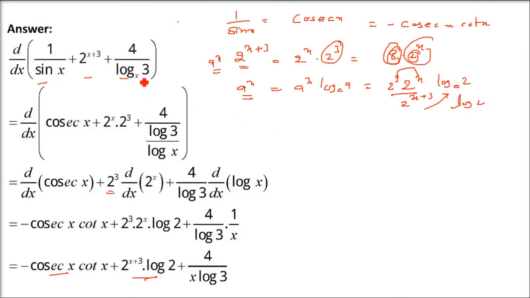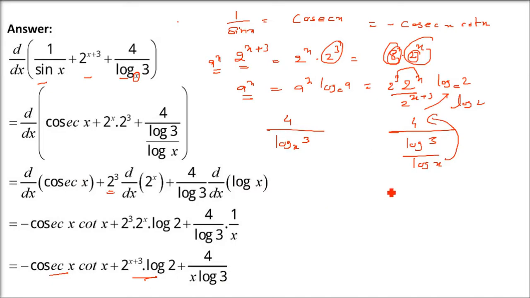Now third one. Now log base x 3. It is in the denominator. 4 by log base x and 3. So log is not e. So we cannot apply the derivative here. We have to convert it into base e. So how can we do it? So we already told you earlier that we can write it as log e 3 in the numerator, log e x in the denominator. So base e I am not writing because it is by default.